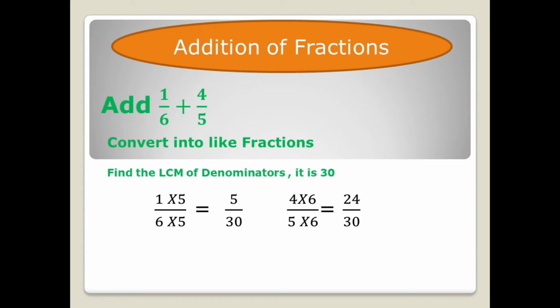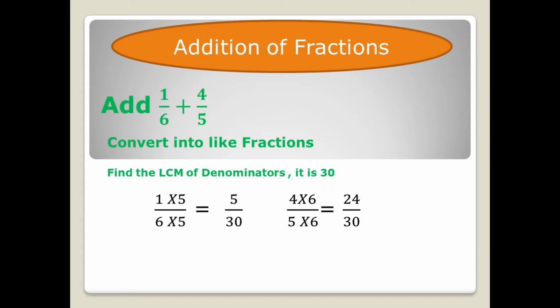In order to convert it into like fractions, we will multiply 5 with 6 to make it 30, that is the LCM. And similarly, we will multiply 4 with 6, it will become 24. We have multiplied both numerator and denominator with 6 in order to make it 24 over 30.